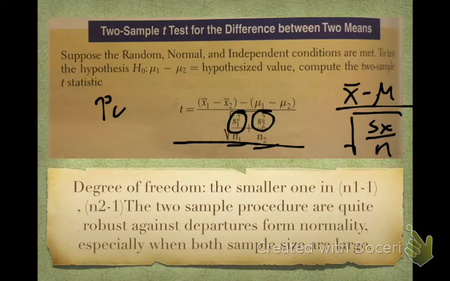And degrees of freedom is, again, the smaller of the two groups' sizes, minus one. And since the procedure is very robust against departures, it's fine if you do not meet all conditions. But again, the test questions usually make sure that they do meet the conditions so that you don't get confused and stuff.